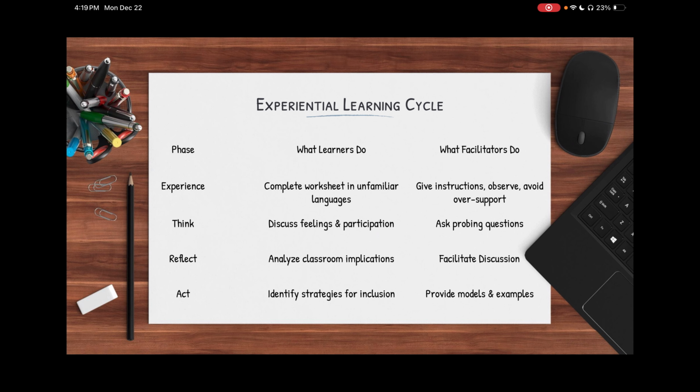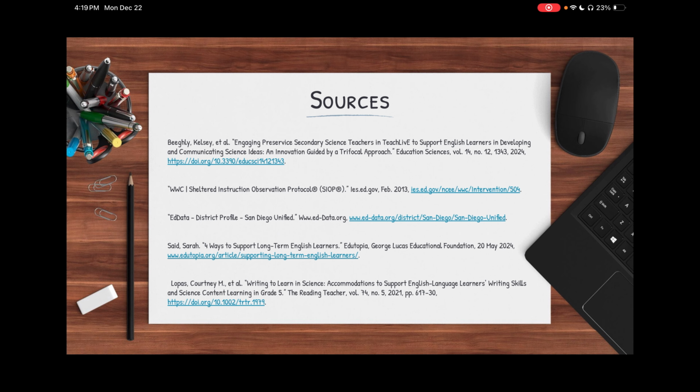We analyzed why these issues were happening and we tied that stuff together. And then for our last phase, now we're acting on it. We want to take a preventative measure to try to get equal access to education for all of our students, regardless of language barrier. And these are all the sources I have.